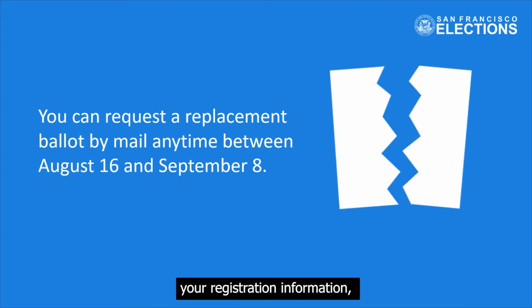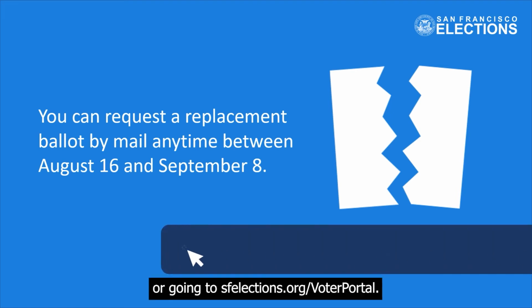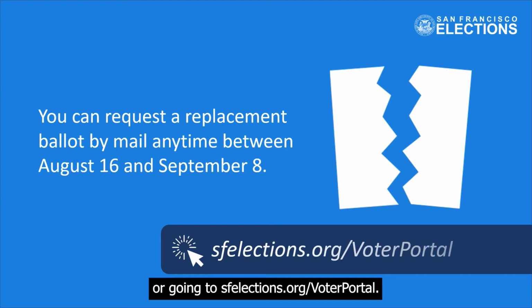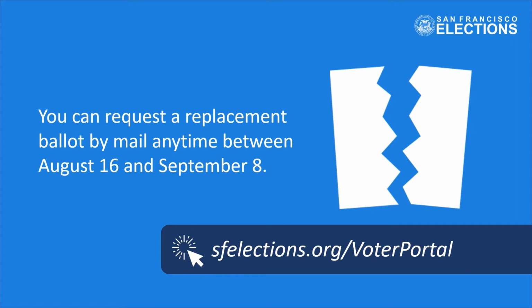If you do not receive a VBM ballot packet, perhaps because you moved at the last minute and forgot to update your registration information, or if you lose or damage your VBM ballot, you can get a replacement ballot in the mail anytime between August 16th and September 8th by contacting the department or going to sfelections.org/voter portal. After that, if you need a replacement ballot, you will need to visit the City Hall voting center or polling place in person.